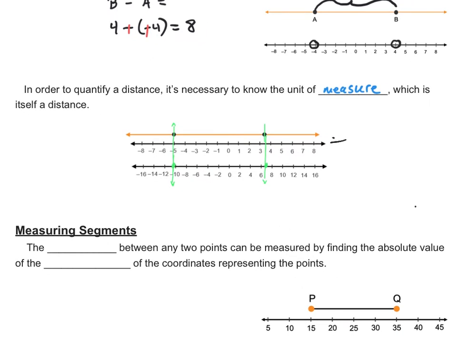So if I take this first line, it looks like I'm at 3.5 and negative 5. If I take the larger number, which is 3.5, and I subtract the smaller number, which is negative 5, I end up with 3.5 plus 5, which is going to be 8.5. So the distance between here and here on one number line is 8.5.